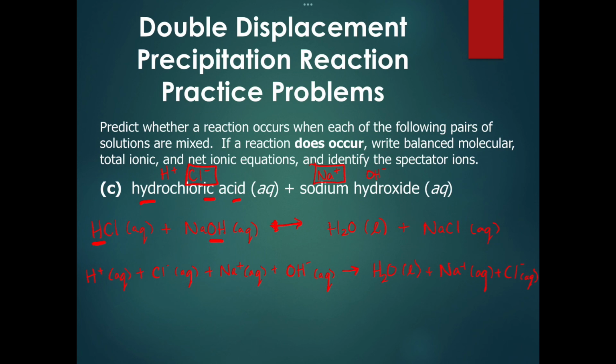All right, so now we need to go through and cancel out our spectator ions. So we can see we have sodiums on both sides and chlorides on both sides. So our net ionic equation is actually showing the formation of water. So we have H+ plus OH- giving us water. Anytime you have an acid-base reaction, this will always be your net ionic equation. Kind of cool.